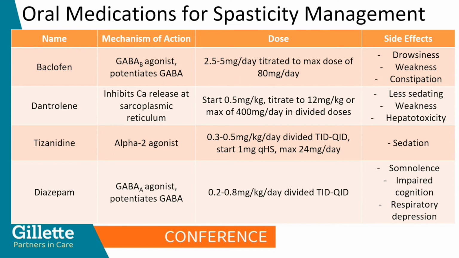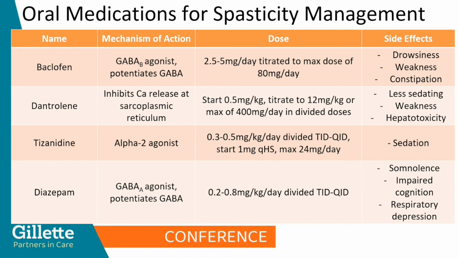And so dantrolene is another one. So dantrolene works to reduce the spasticity by inhibiting the calcium release from the sarcoplasmic reticulum, and that's going to ultimately decrease that muscle contractility. Dantrolene tends to be less sedating than either diazepam or Baclofen, but the downside of dantrolene is that it has a hepatotoxicity rate of 1.8%. So almost 2% of patients are going to have some type of hepatotoxicity on this medication.